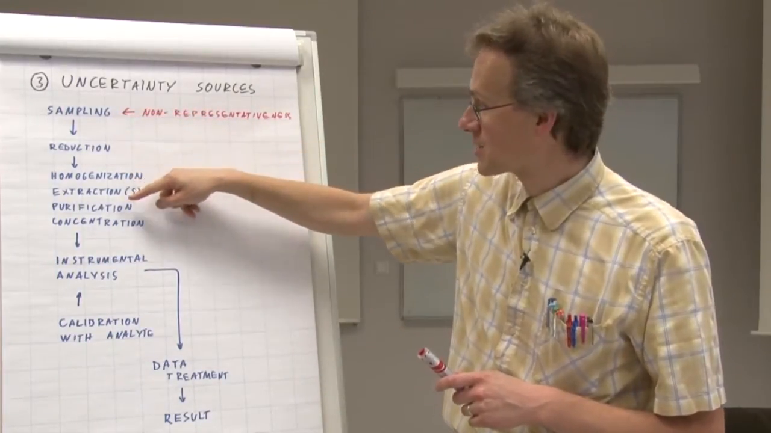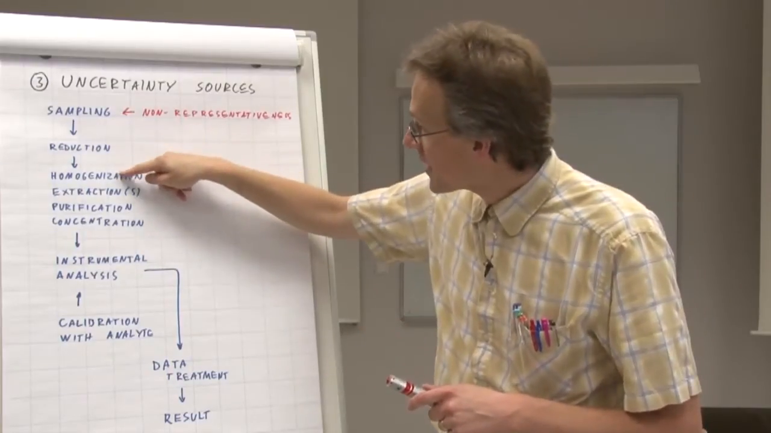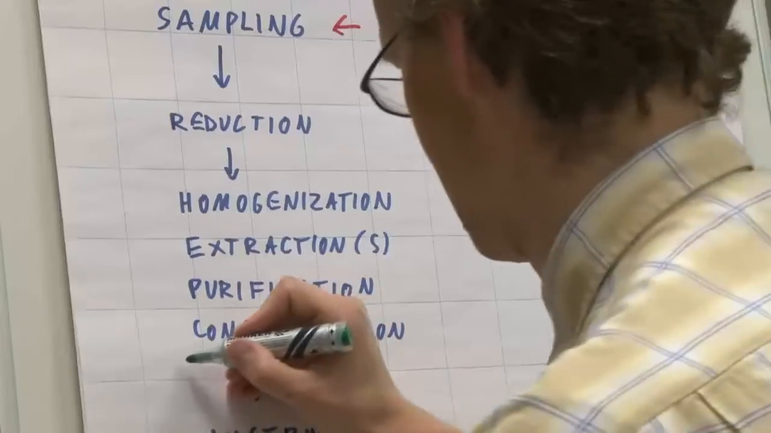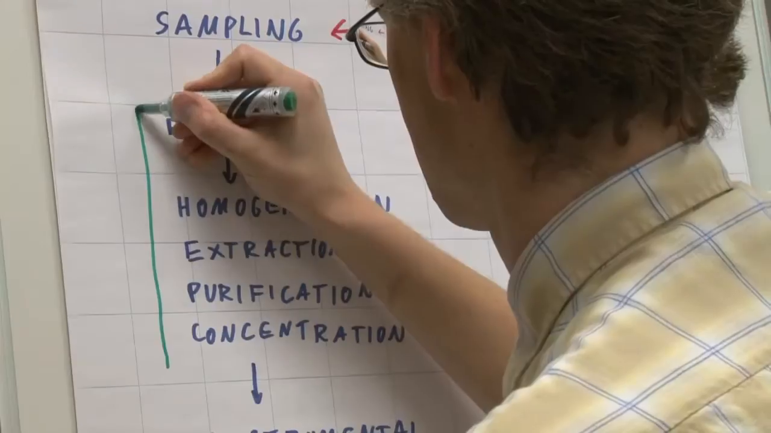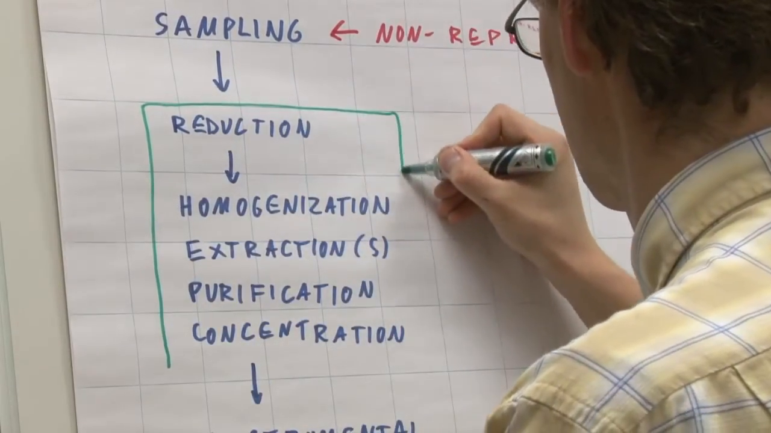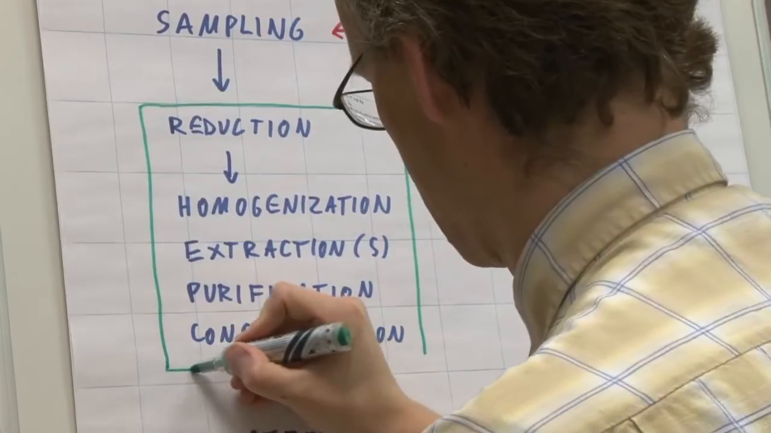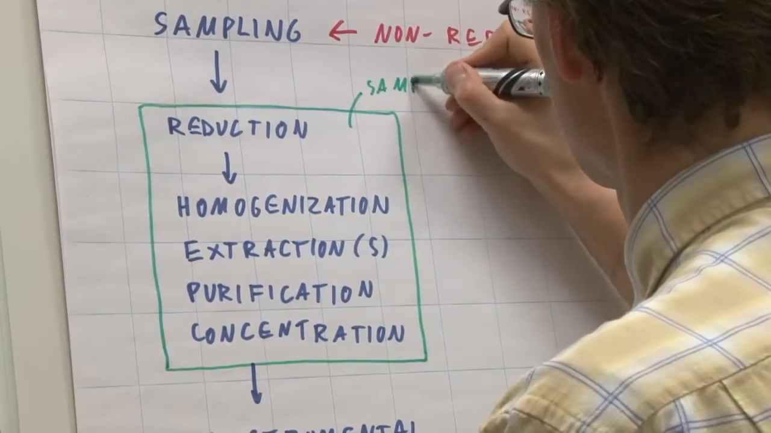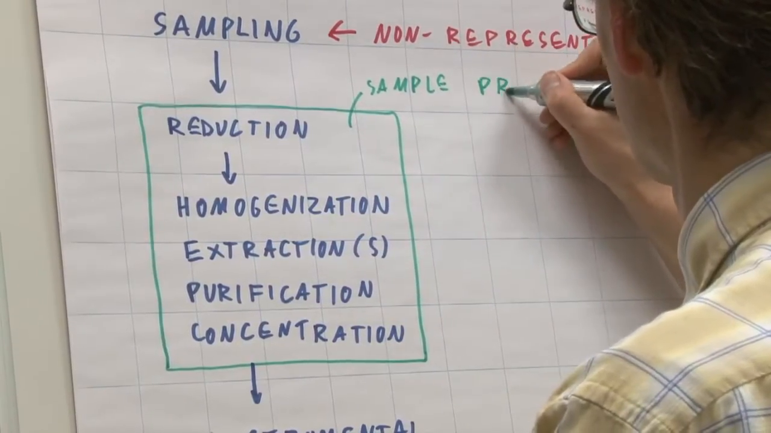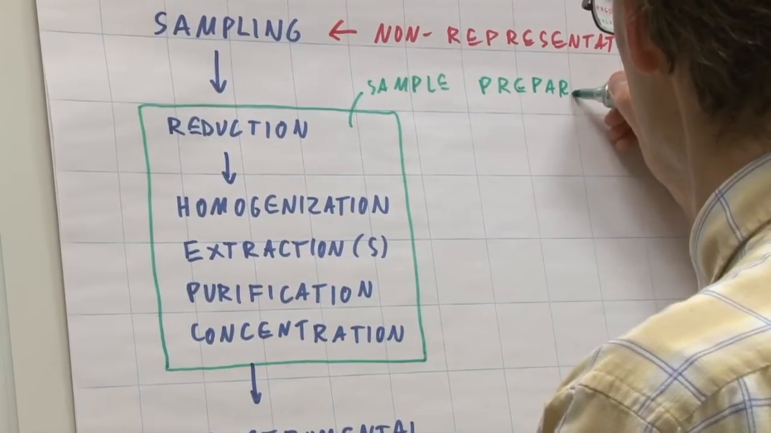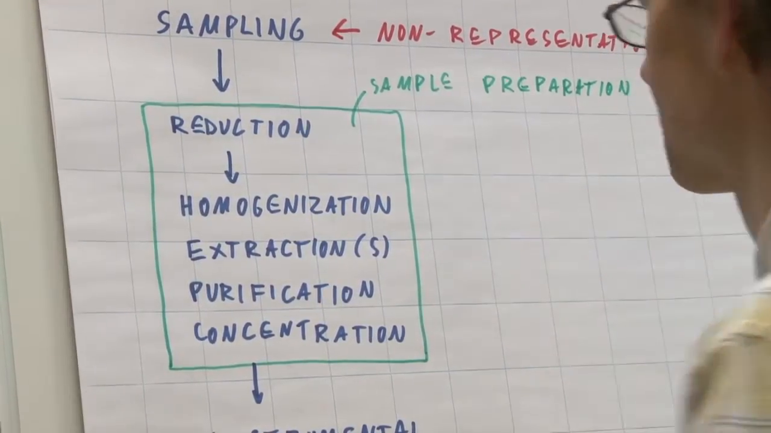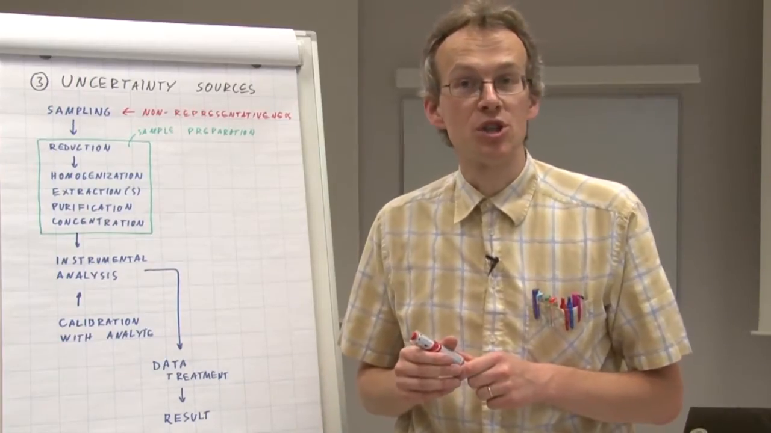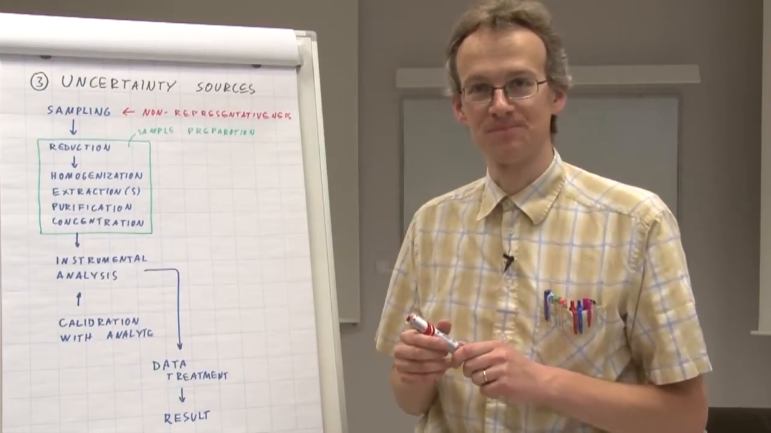Let us now look at the next steps. These next steps can jointly be called sample preparation. And sample preparation has numerous uncertainty sources.